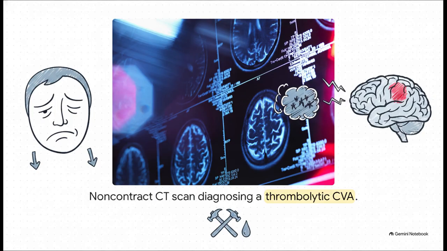This image brilliantly illustrates the diagnostic process. What we're looking at is a non-contrast CT scan that confirms a thrombotic CVA in her right hemisphere. And remember that golden rule: right brain damage often shows up as left-sided physical deficits.